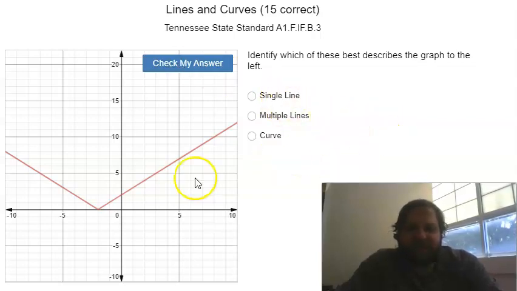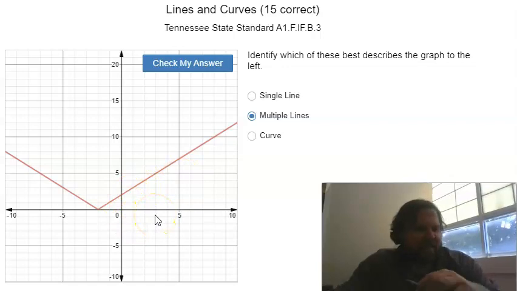So in this case, we see the red graph. We have a straight line, and then it meets at a point, and another straight line. So this one we would say is constructed of multiple lines, because we can look at this as being two straight lines sort of welded together at that point right there. So we would say multiple lines.